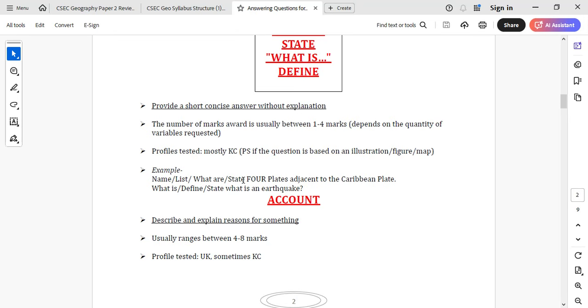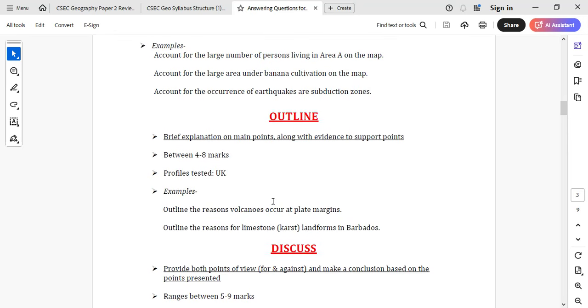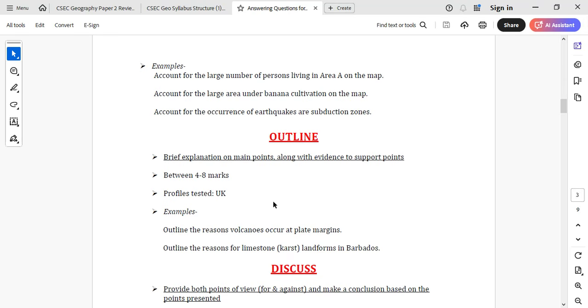Another word you'll see is outline. Outline is in between stating something and describing something. So if they ask you to outline the conditions for coral reef formation, whereas if asked to state two conditions you might say warm water, shallow water, for outline you might say warm water temperatures between this and that. Full stop. That's it. Or shallow water depths not more than 30 meters. That's it. That's an outline.